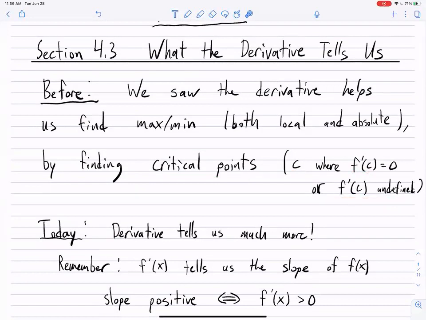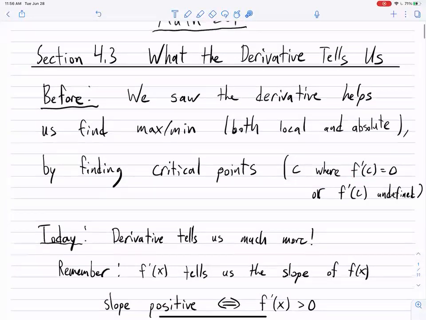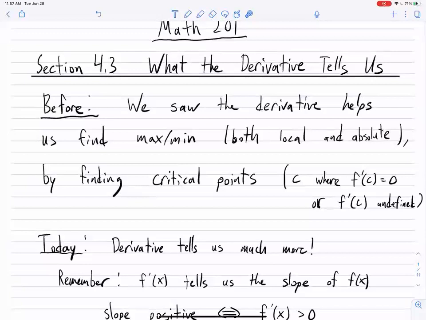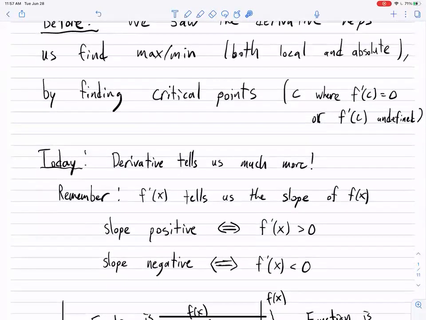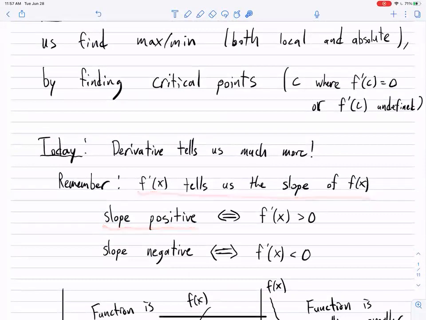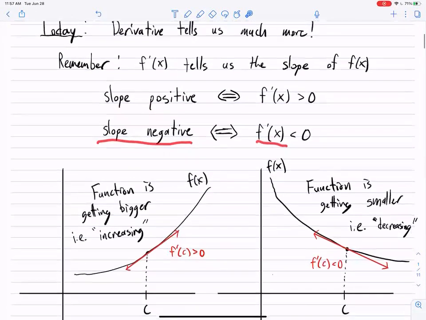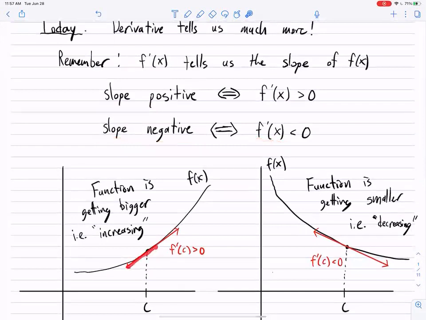We used the derivative to find maxes and mins of functions, but it turns out the derivative tells us even more, because the derivative is the slope of the tangent, right? So if f prime of x tells us the slope of f of x, when the slope is positive, that means the derivative is positive. And when the slope is negative, that's the same thing as saying the derivative is negative. And so if the slope is positive, that means our function is getting bigger, right? Because the slope is positive.